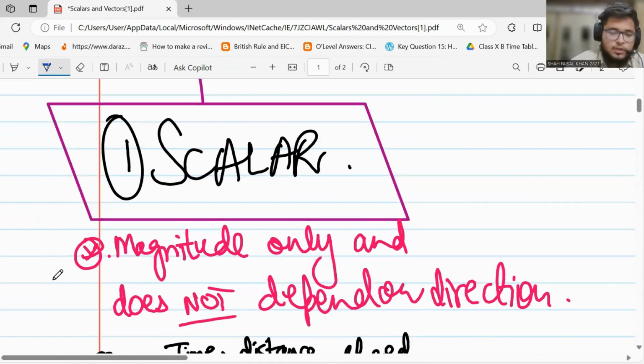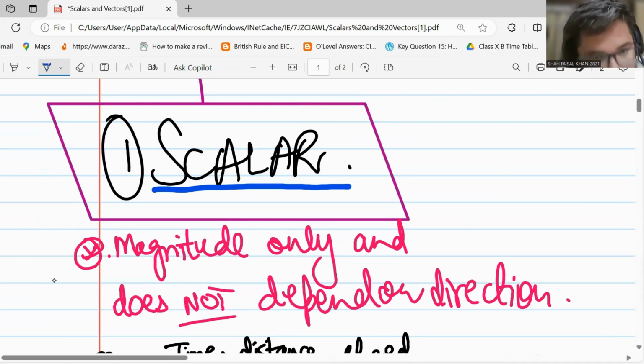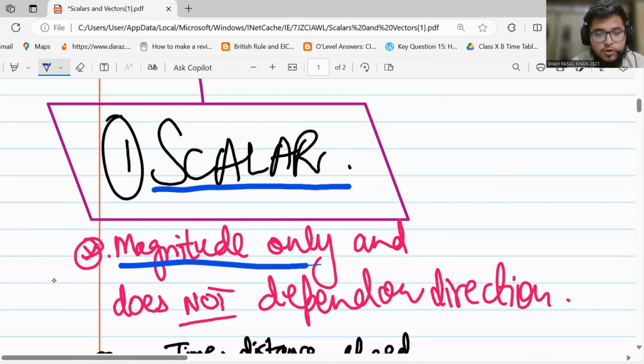So now let's start with scalar. What is a scalar quantity? Scalar quantity is also a physical quantity. Okay, there are two types of physical quantity. One is scalar and one is vector. So what's the definition of scalar? It is magnitude only, and does not depend on direction.